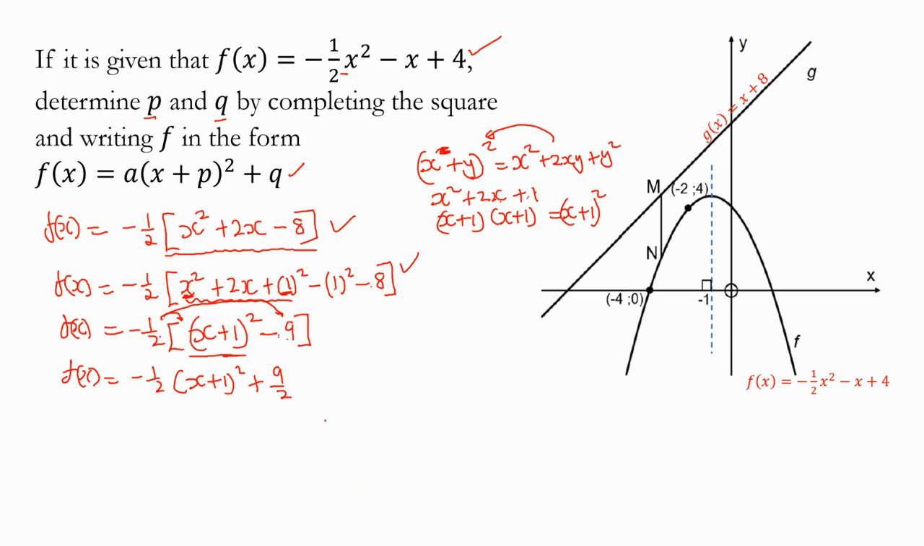You see that? So now we're asked to find the value of p and the value of q. So we can say therefore p is equal to 1 and q is equal to 9 over 2. Okay, we've managed to find the value of p and q. So we're going to do the next question in the next video.